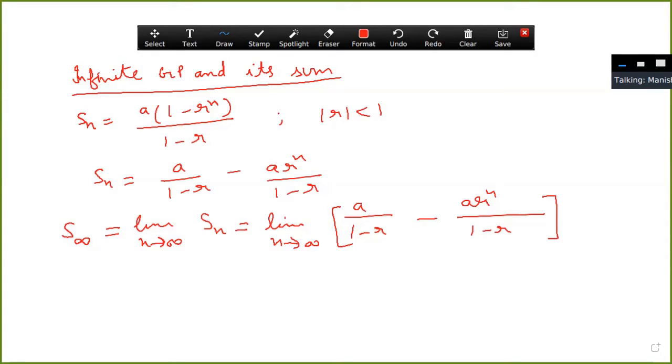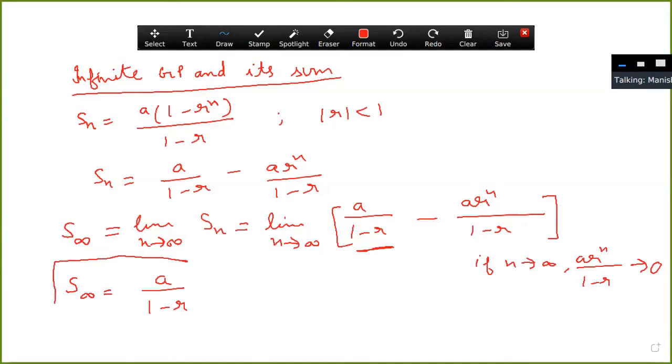As you know, if n is tending towards infinity, it means a r to the power n upon 1 minus r is tending towards 0. So S infinity will be equal to a upon 1 minus r. This is only the first term divided by 1 minus r. This is the formula to get the sum of a GP if it is infinite.